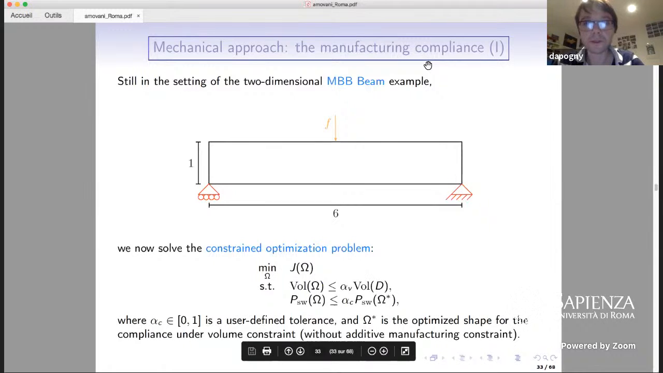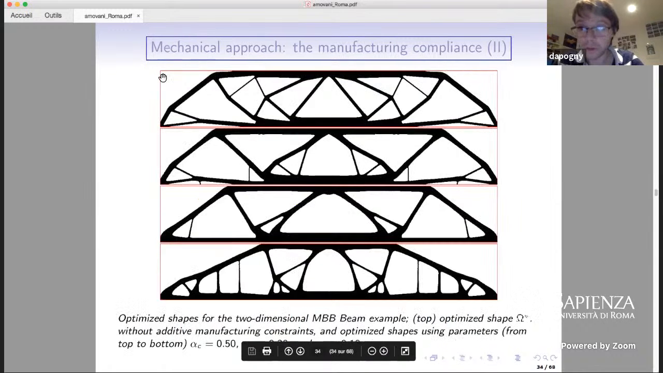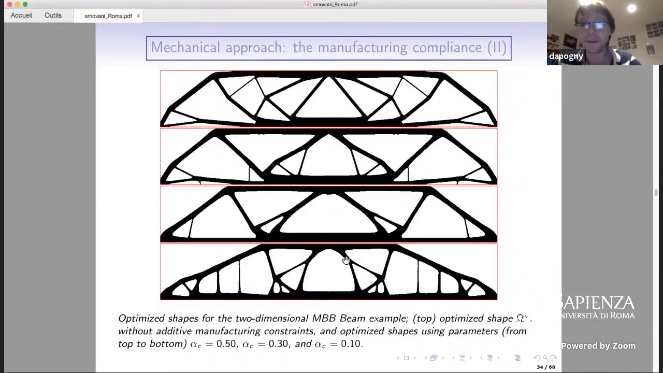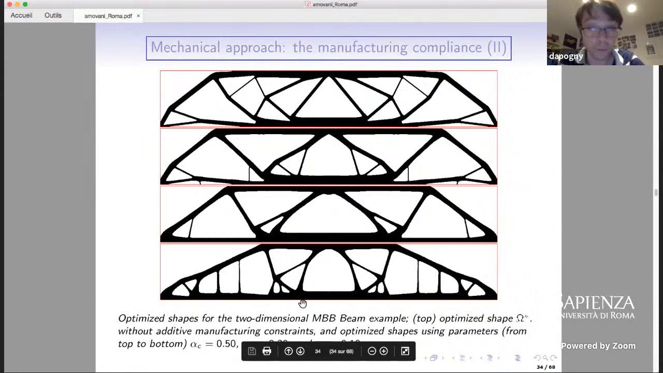Okay, so here is what we obtain without manufacturing constraints. This is the same shape that I presented at the beginning, a few minutes ago. And here is what happens when the threshold for the self-weight manufacturing constraint is made stricter and stricter. We see that the shape tends to develop less and less overhang. The optimized shape has fewer and fewer overhangs.